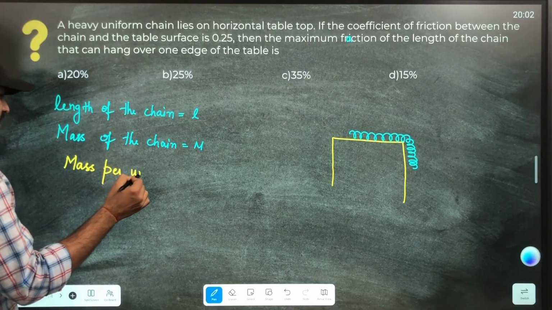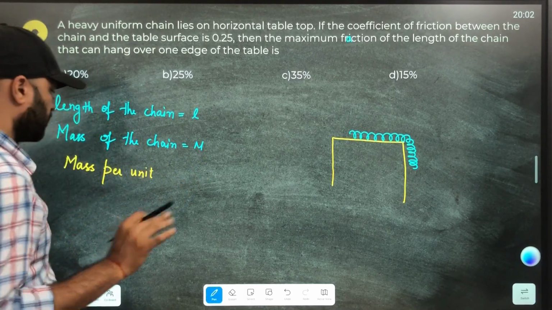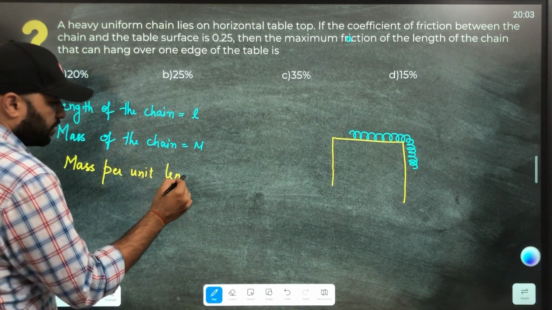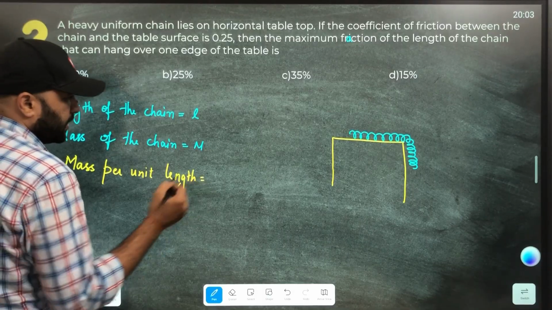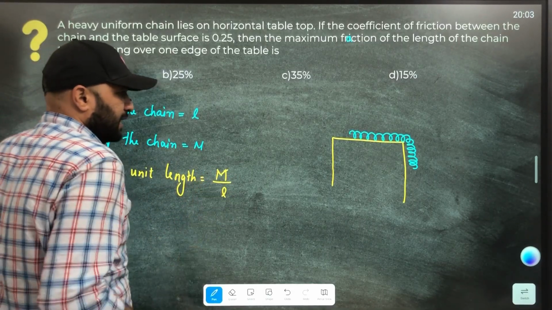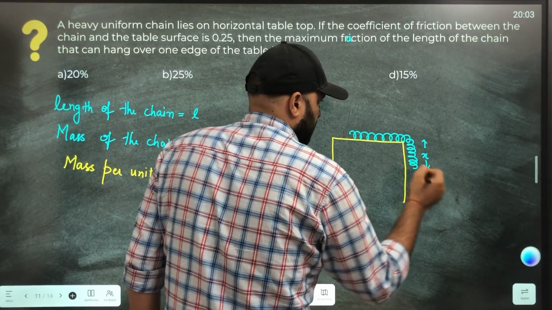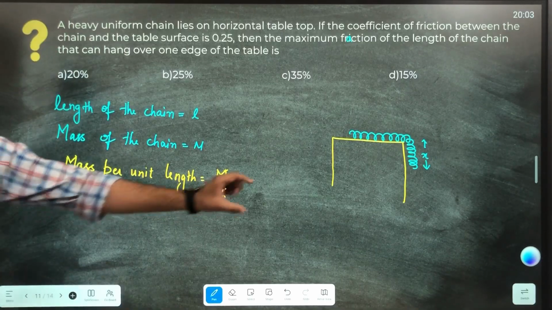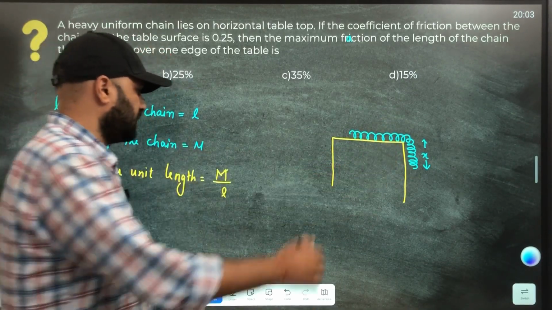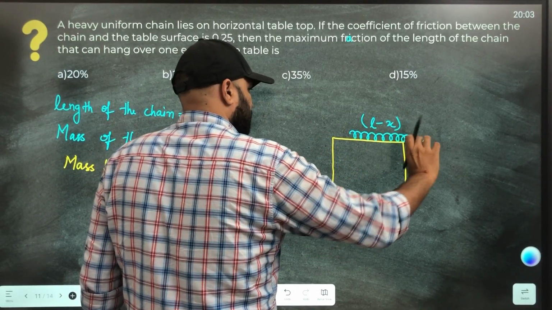Now you also have a direct formula, but I'm just explaining, recalling all of your concepts. So that's why I'm solving this whole thing. Mass per unit length will be equal to how much? So this will be equal to M by L. Let's say this section is X, which is hanging down. If X is the length of this chain which is hanging down, what is this length? Obviously this length will be L minus X. So can we find the mass of this and this?